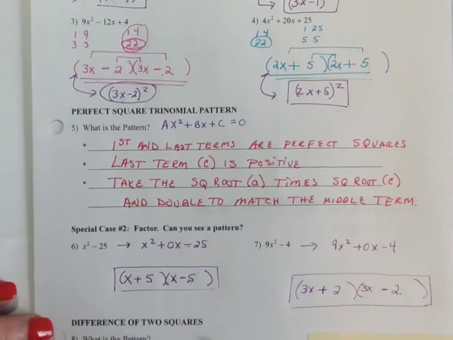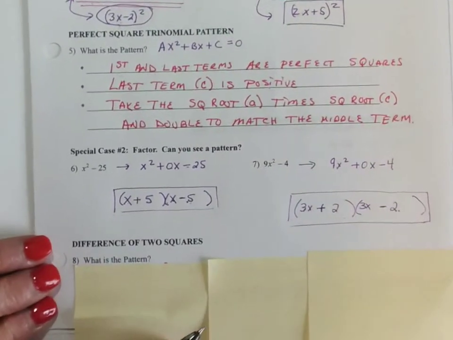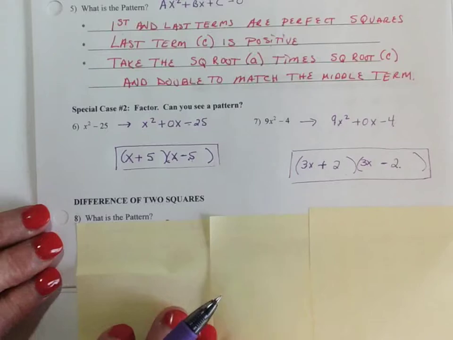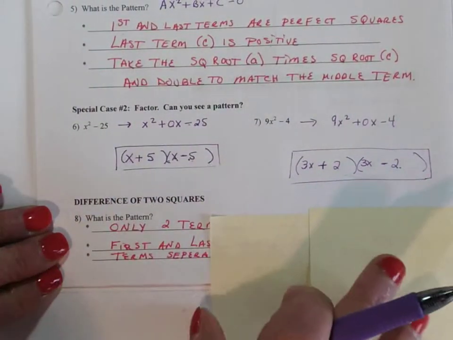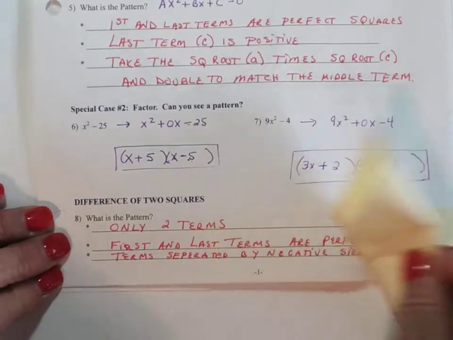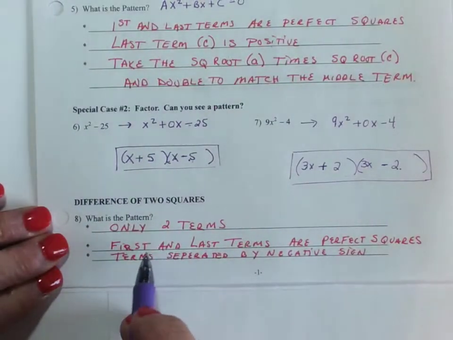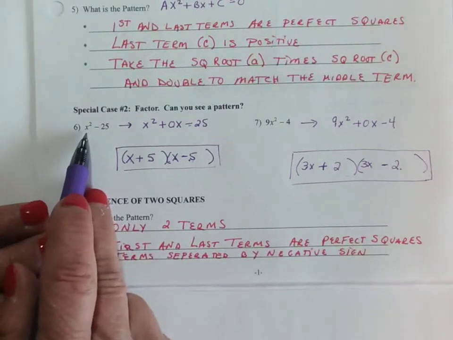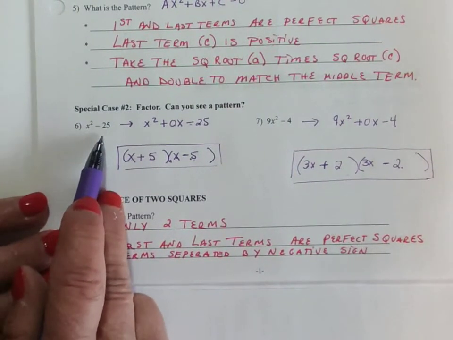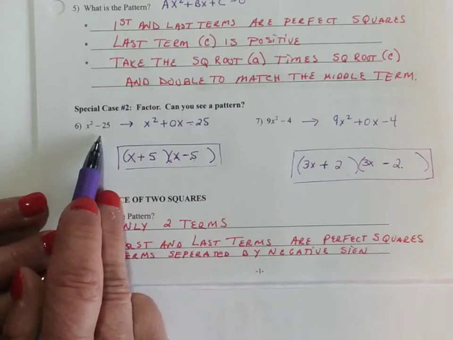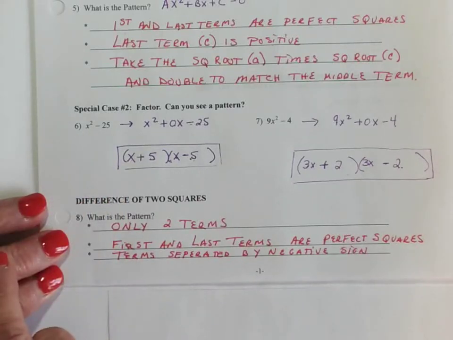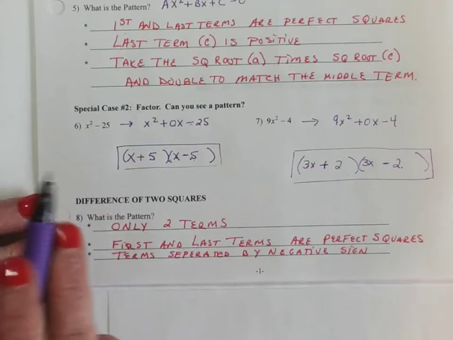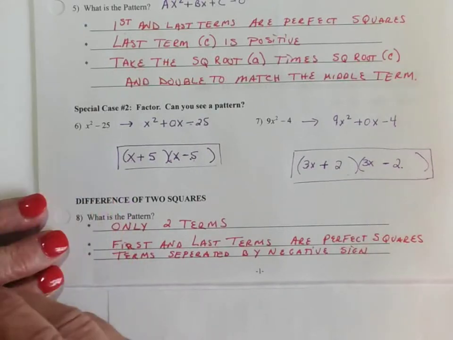So this is called the difference of two squares. And the pattern is, when you see only a quadratic and you see only two terms, ask yourself, are they perfect squares? And then ask yourself, are they separated by a negative sign?